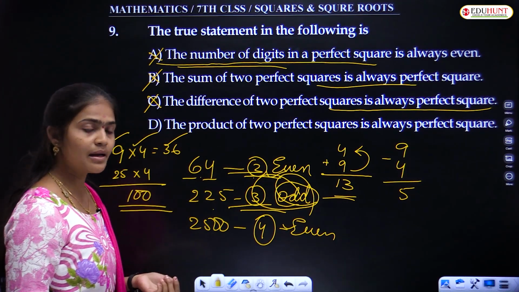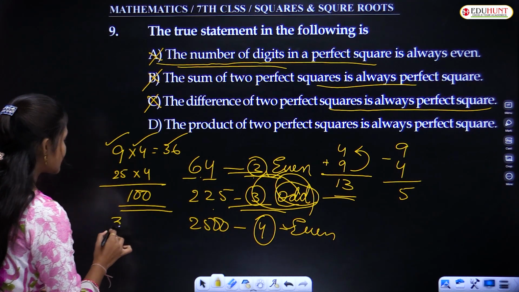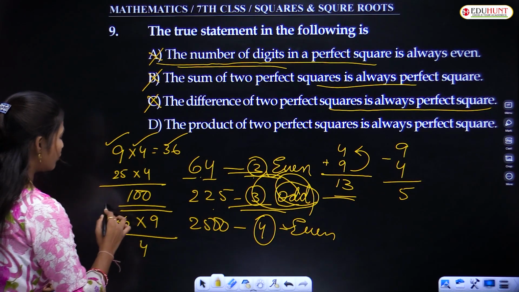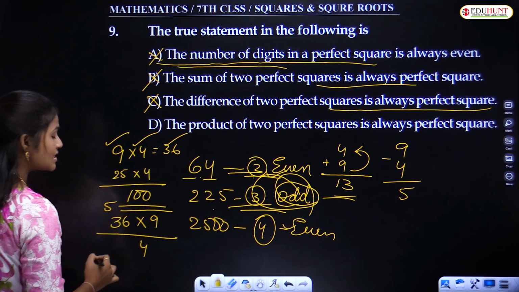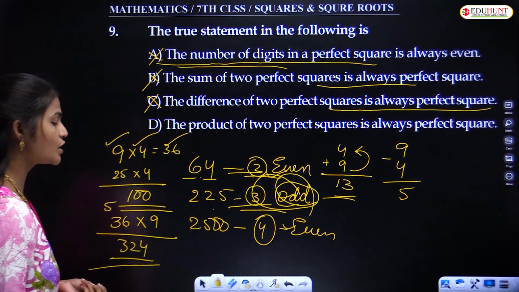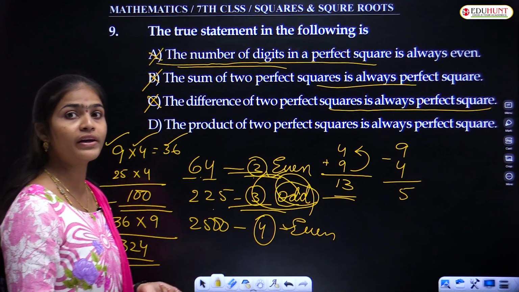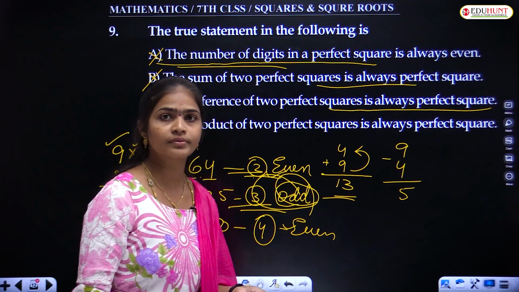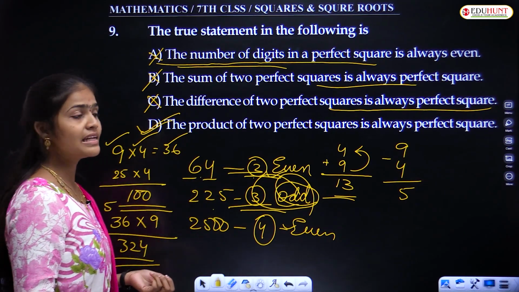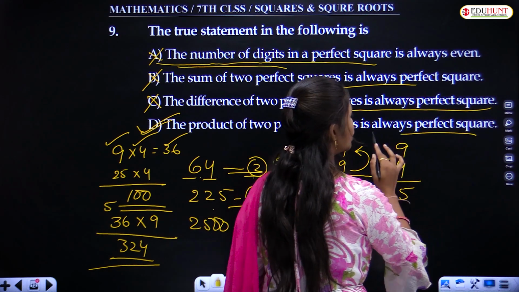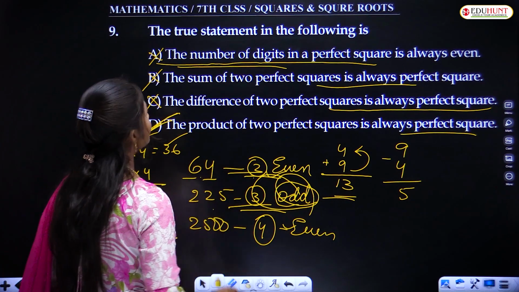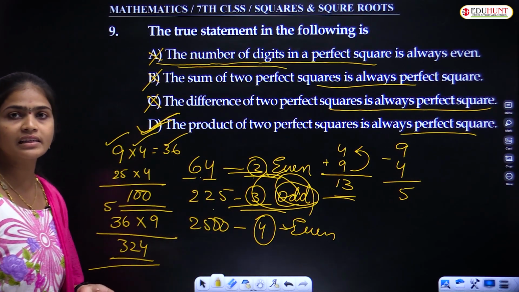Let us take one more example. 6 into 6 is 36, into 9. 9 sixes are 54, 9 threes are 27, 27 plus 5 is equal to 324. Is 324 a perfect square or not? Yes, 324 is a perfect square, the square of 18. 18 squared is equal to 324. So what we can conclude here: the product of any two perfect squares is always a perfect square. So which option is true here? Which statement is true? Yes, that is the fourth option, which means option D is the true statement. Is it clear? Okay.